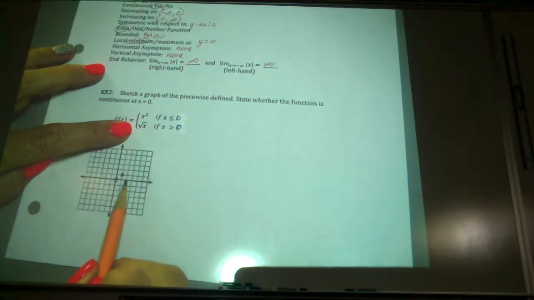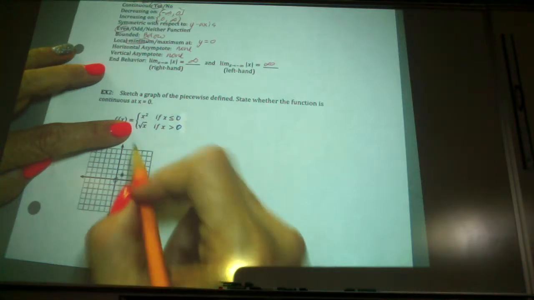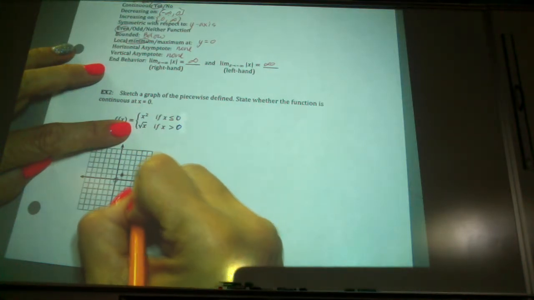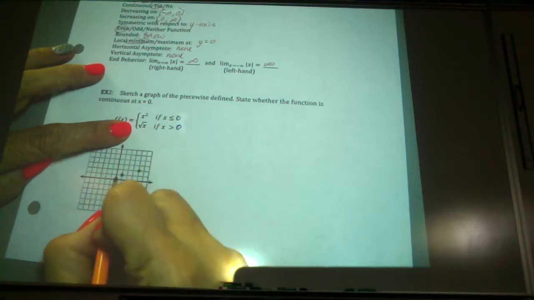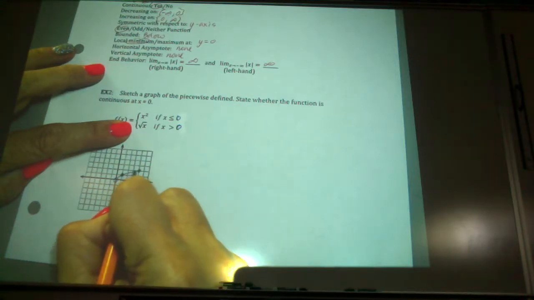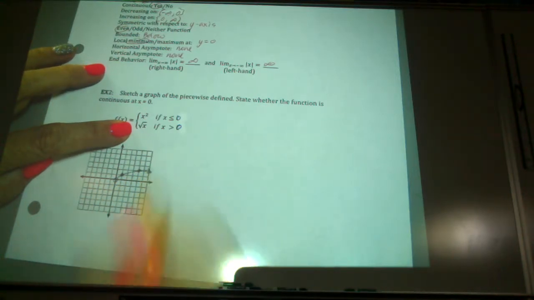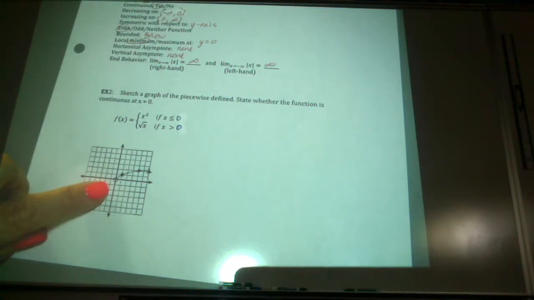I cannot take the square root of 2. It's not a nice number, so I'm going to skip it. Can't take the square root of 3, skip it. I can take the square root of 4, which is 2. So my other ordered pair is (4, 2) here. So I'm going to connect from the open circle out infinitely to the right. So that represents the square root of x for the values of x that are greater than 0. I have that open circle there.